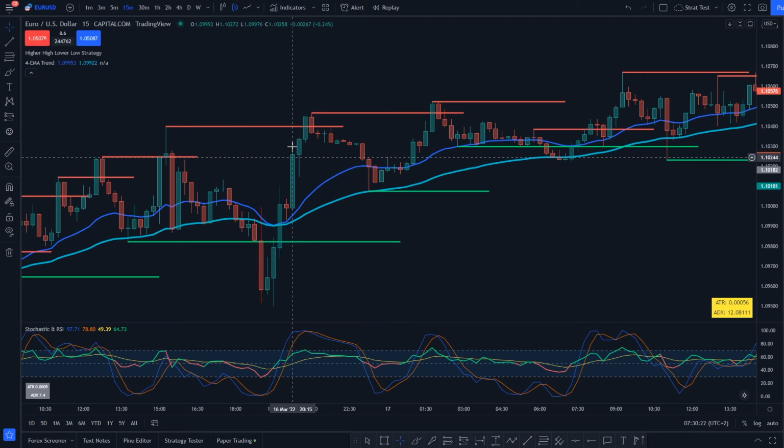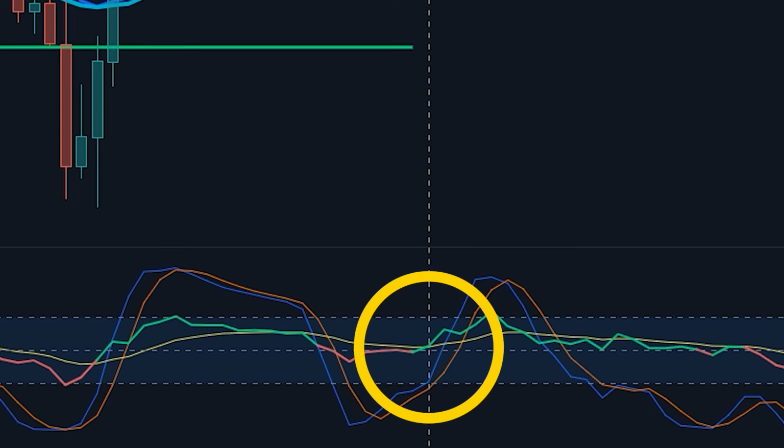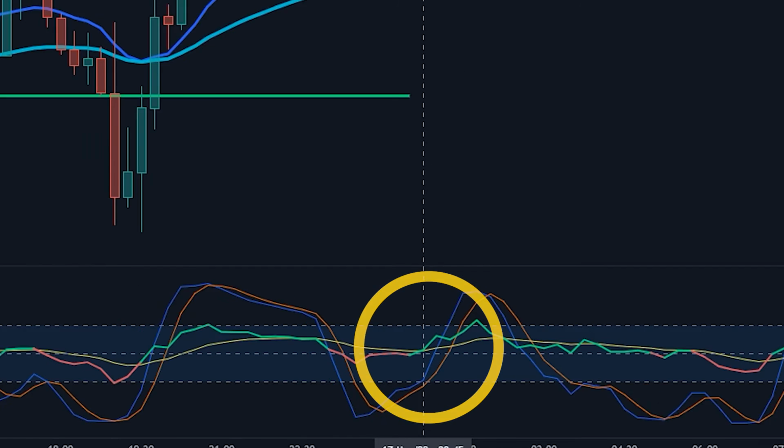Here we have an uptrend, higher highs and higher lows, and a nice move to the upside, breaking the previous high. Now we wait for the price to come back to the 20 EMA, and the 20 EMA has to be above the 50 EMA, and price closing above the 20. The stochastics is rising, the RSI is green, it's above the level of 50, and it's also crossing the yellow EMA line to the upside.